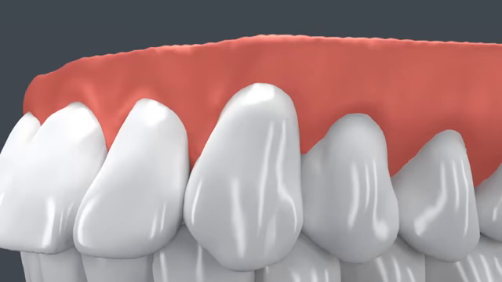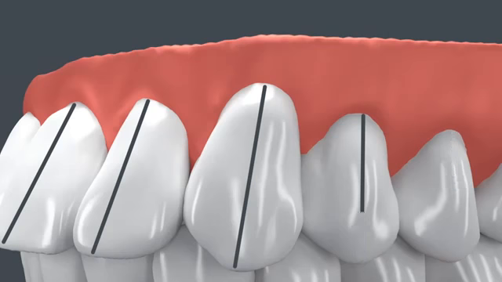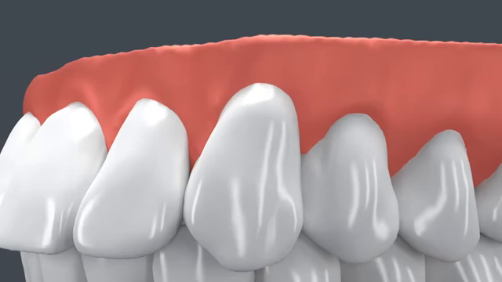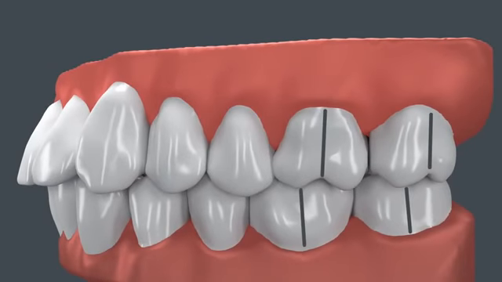It's important to note that we're evaluating the facial axis of the clinical crown, not the long axis of the entire tooth. On all the teeth except molars, the facial axis is the most prominent portion of the central lobe on the crown's facial surface. On molars, the facial axis is the buccal groove that separates the two large facial cusps.